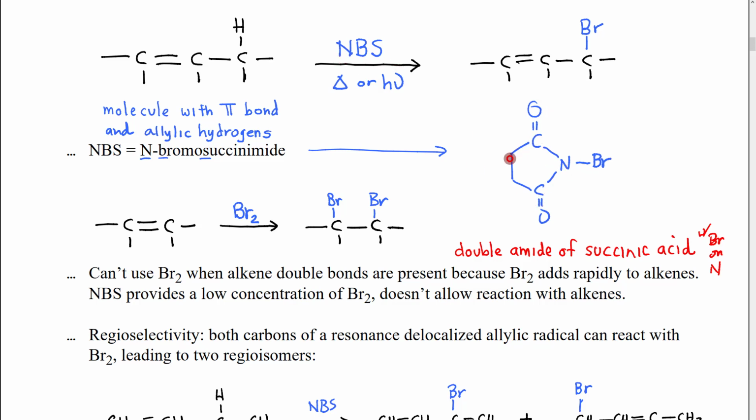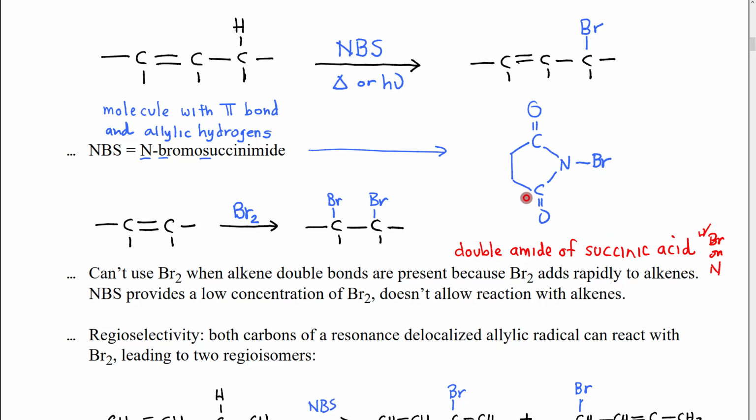But what we have is a succinic acid, which is a 4-carbon dicarboxylic acid, in a cyclic amide ring with 2 amide bonds to the same nitrogen. When you have 2 amide bonds to the same nitrogen, instead of being called an amide with an A, it's called an imide with an I. Then we have a bromine also attached to the nitrogen of the diamide. So that's the N-bromo part.